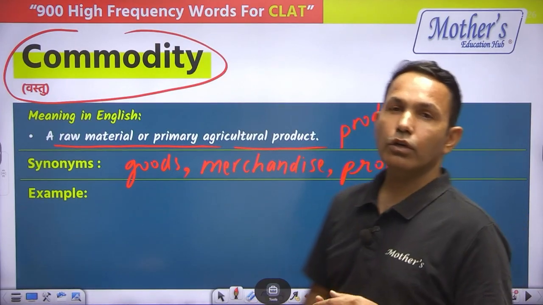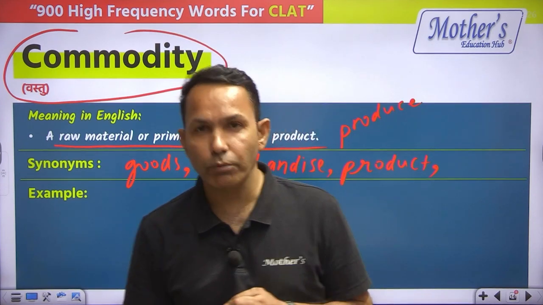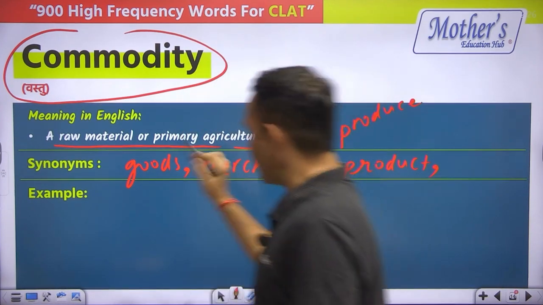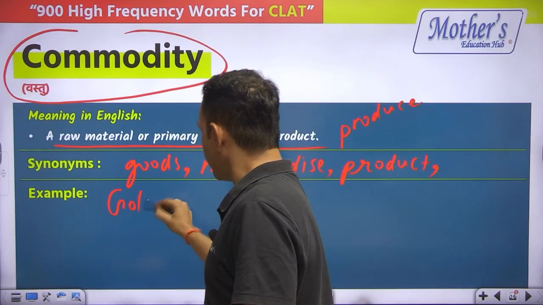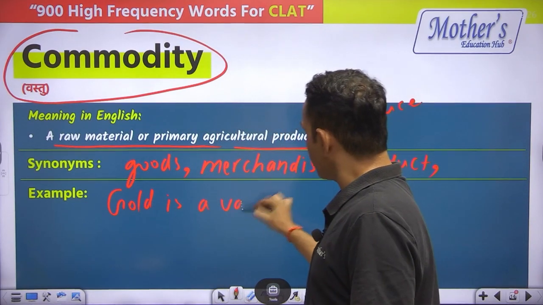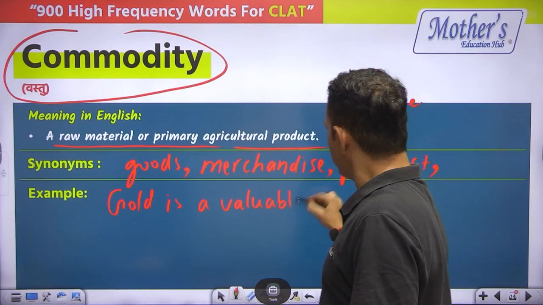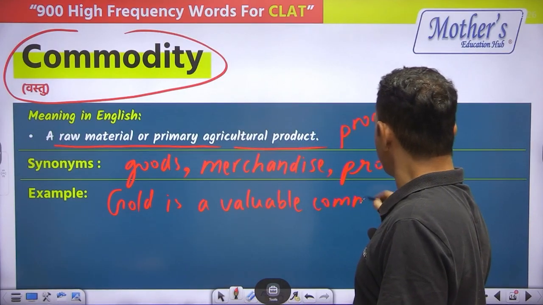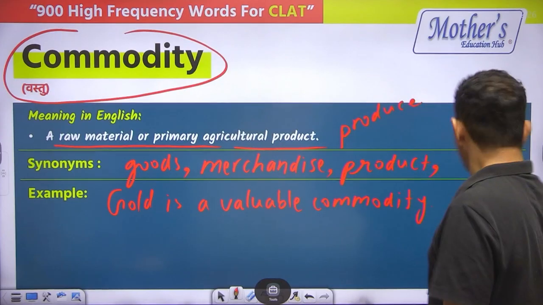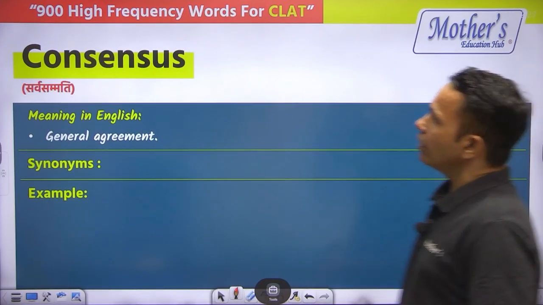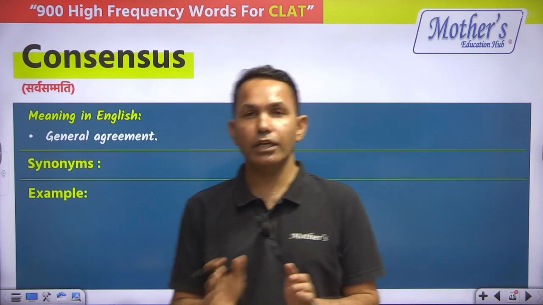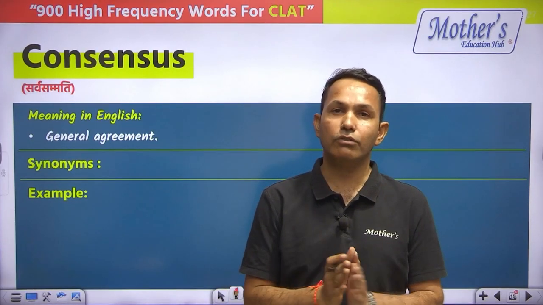You know, gold is a valuable commodity. Crude is an essential commodity. So we can use commodity in a sentence like gold is a valuable commodity. So that was the word commodity. Next word is consensus.